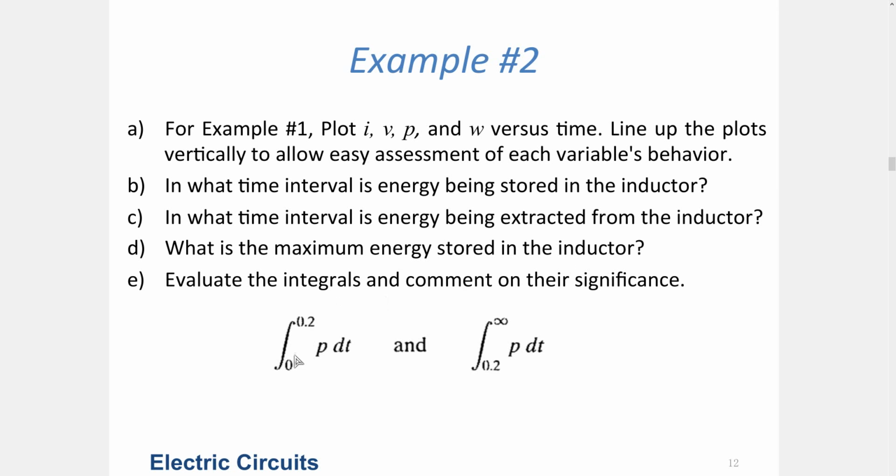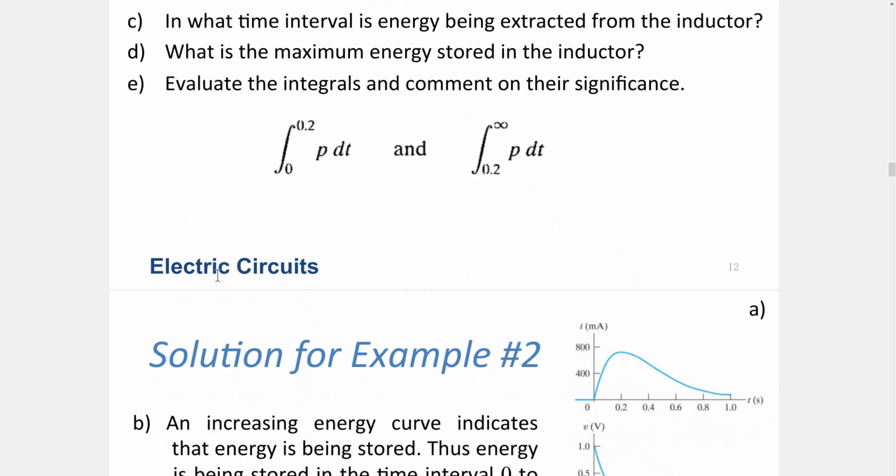And we are given two integrals: from 0 to 0.2 of p dt, and from 0.2 to infinity of p dt. As you remember, 0.2 was the point at which we get the maximum current value. So let us solve this.